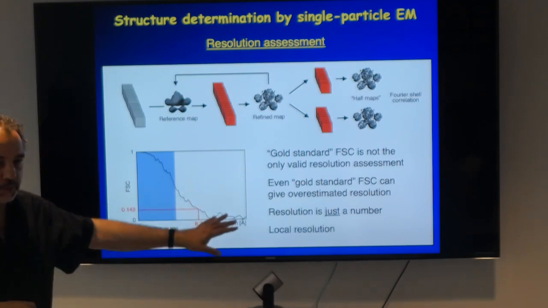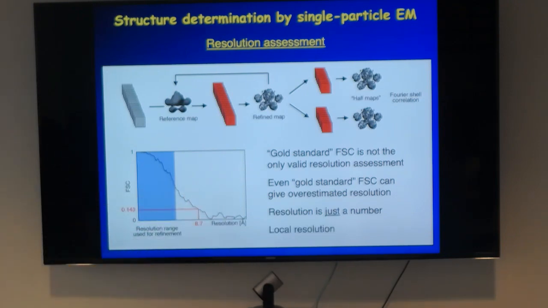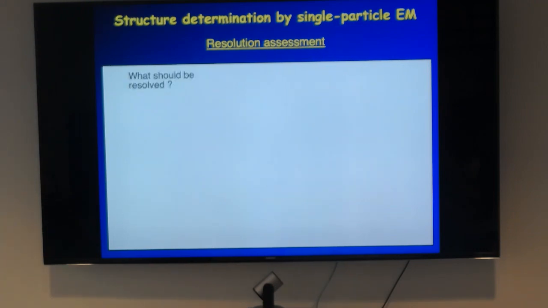Local resolution is much more important to understand your structure. And again, even local resolution is just a number. What really matters is what you actually resolve, and that's what matters. So a little test: if you have a 20 angstrom resolution, what do you see?